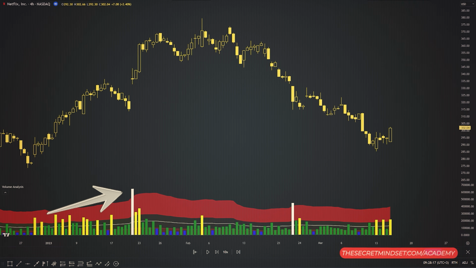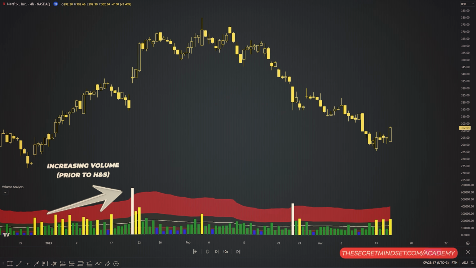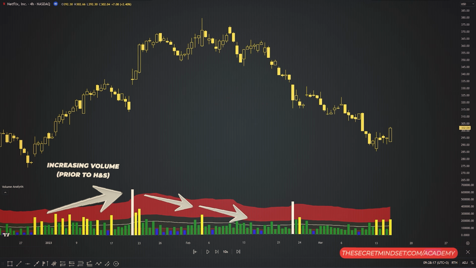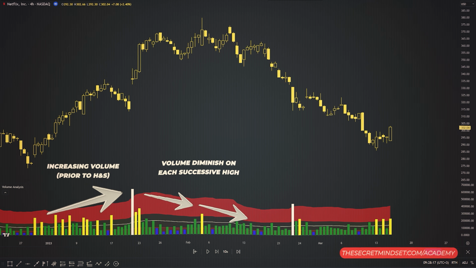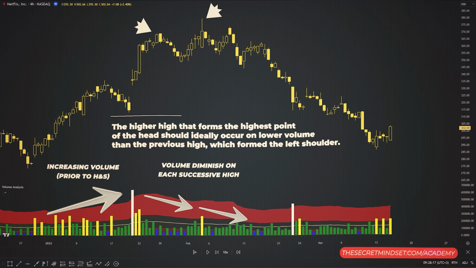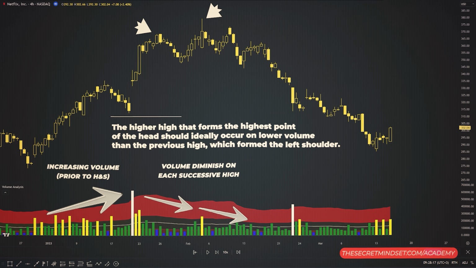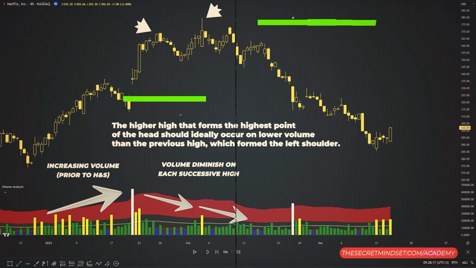If a higher high occurs on expanding volume, this is considered healthy and normal in an uptrend. However, in an ideal scenario, the head and shoulders pattern sees volume diminish on each successive high. The higher high that forms the highest point of the head should ideally occur on lower volume than the previous high, which formed the left shoulder.